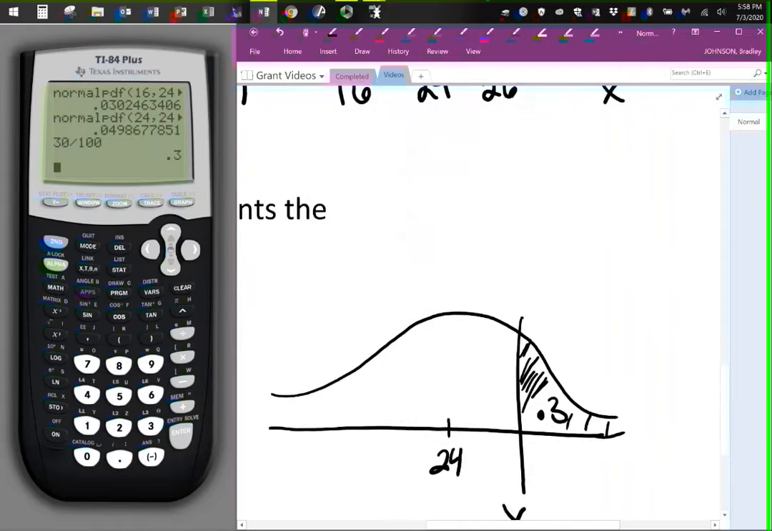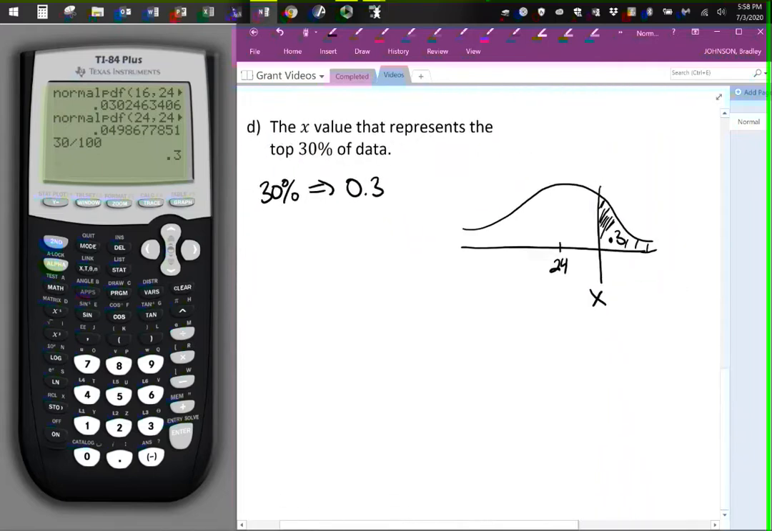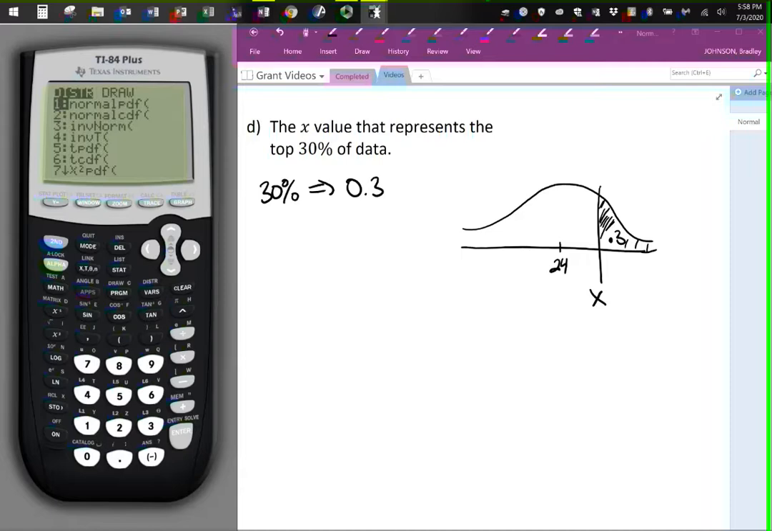So that's what we'd expect. So what we need now is to do the opposite of what normal CDF was doing. All right, so let's go back in our calculator. Second vars. Number 1 and number 2, we saw what those do. Number 3, inverse norm, is actually what we'll use. We were doing the opposite of what normal CDF does.